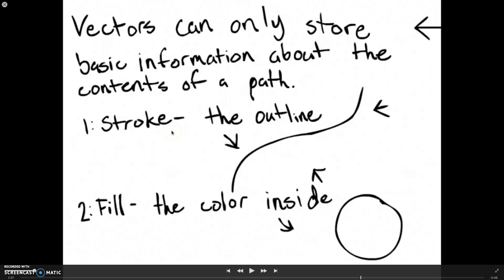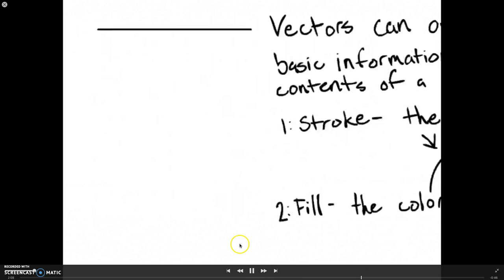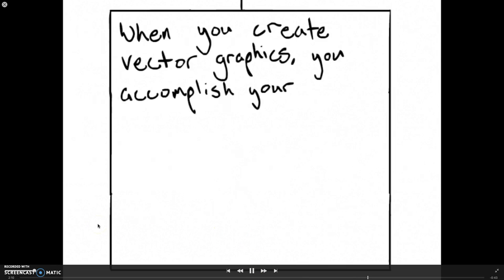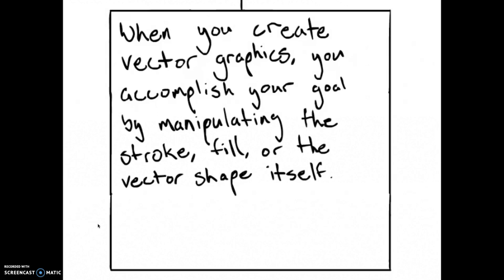If you close that path to make a closed shape, like if I take scissors to a piece of construction paper and I cut out a circle, I have to complete the circle before I have a cutout of the circle, right? Otherwise, I just have a curve. So when you have a closed path, then you can choose to fill it. And then you can either choose to have it filled and outlined with a stroke, or just filled without any stroke outline. And then it's just a shaped piece of paper. To create vector graphics, you're basically accomplishing your goal by doing one of three things: manipulating the stroke, fill, or the shape of the path itself.